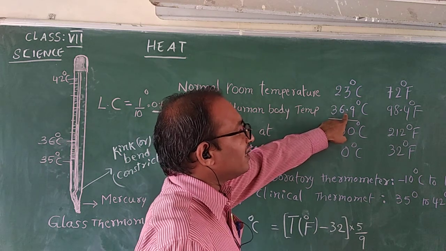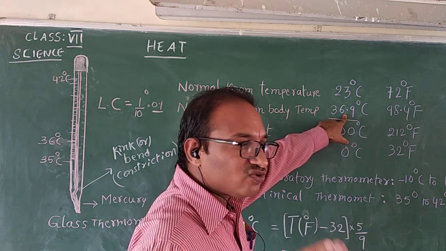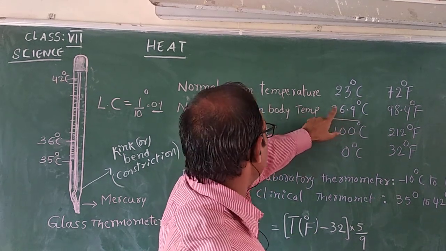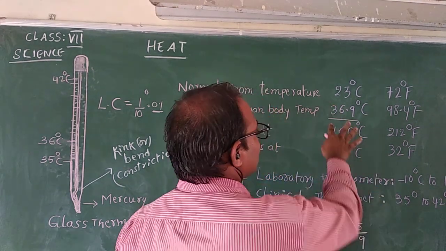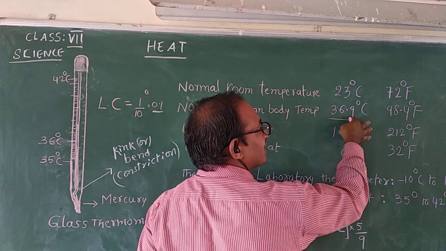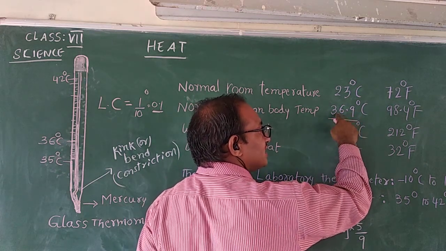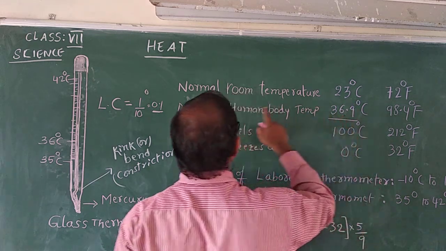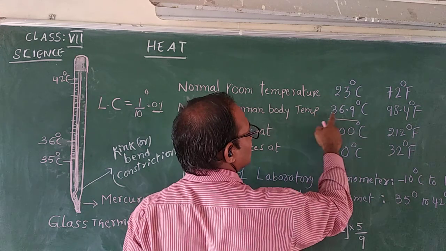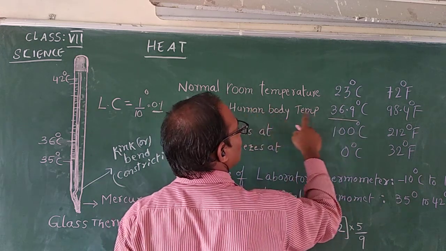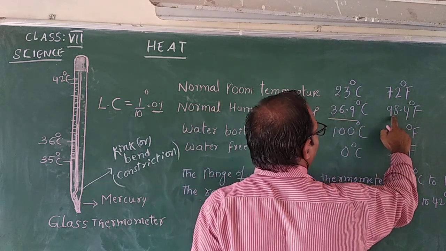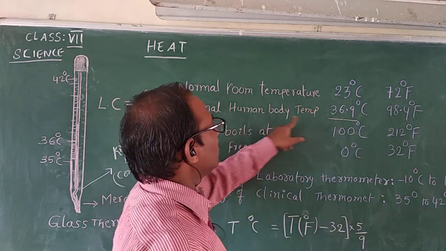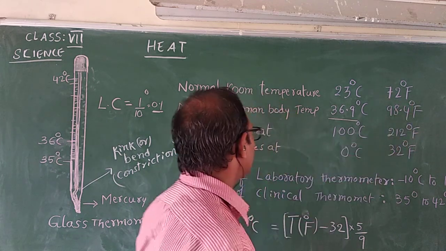Here, 36.9 is approximately equal to 37. So if a person's body temperature is 37 degrees Celsius, we can also say he is healthy. 36.9 is nothing but 37. So 36.9 degrees Celsius is the normal, healthy human body temperature, right? In the Fahrenheit scale, normal human body temperature is 98.4 degrees Fahrenheit.